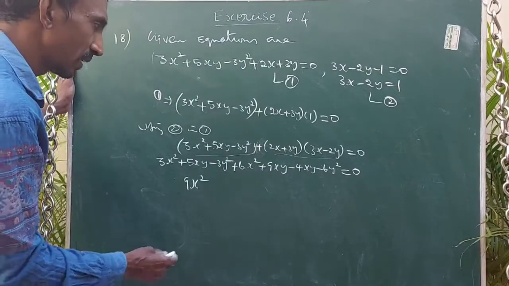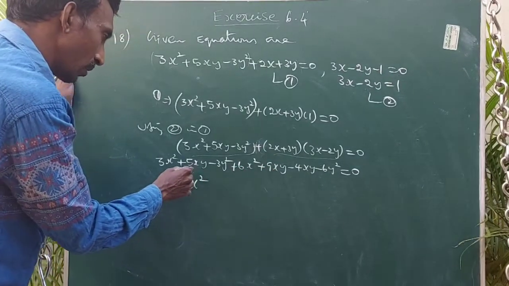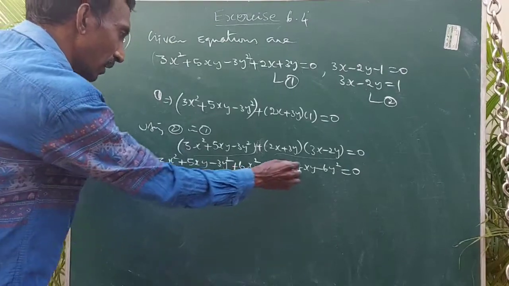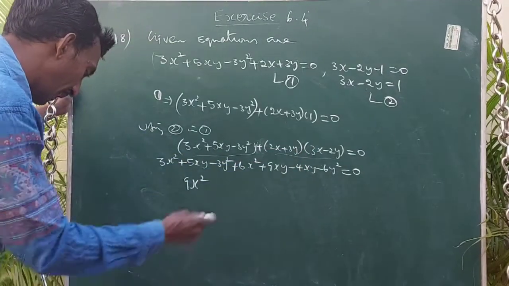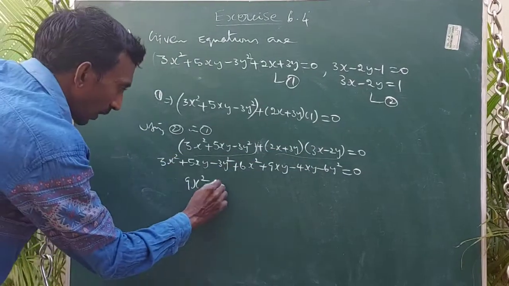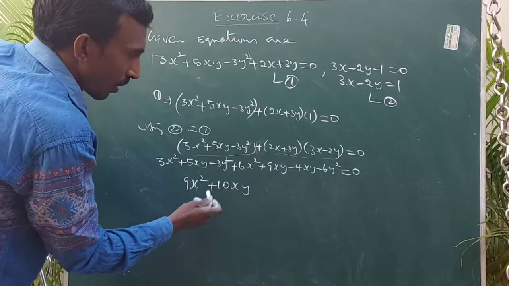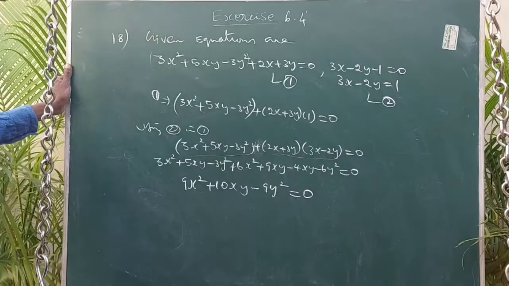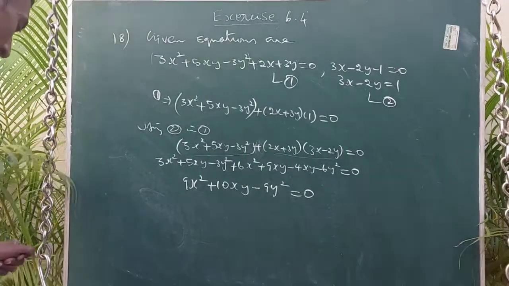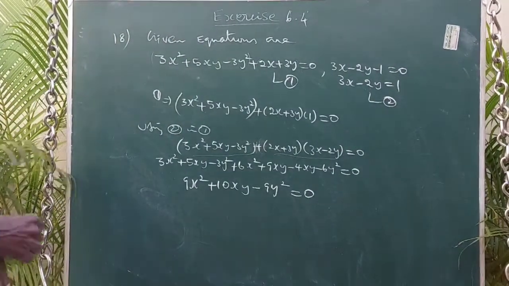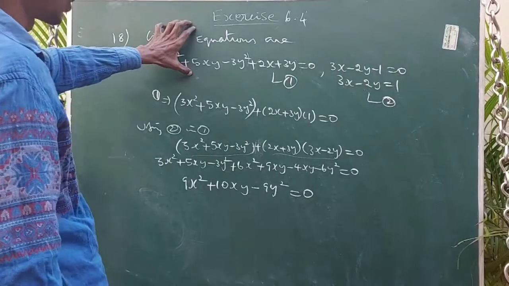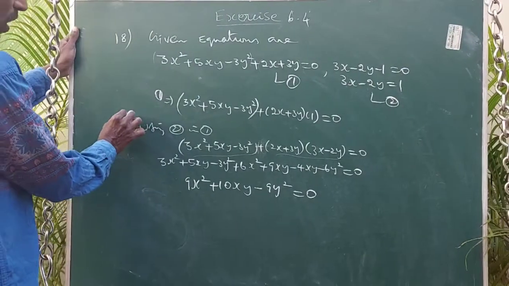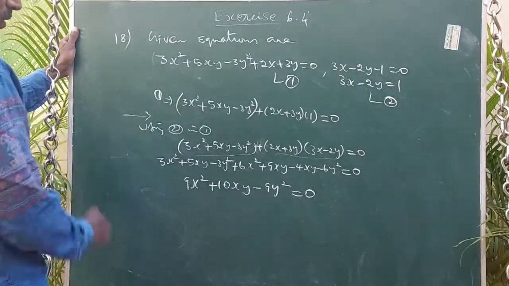So what are we getting? 9 plus 5 is 14, minus 4, we are getting 10xy, and minus 3 minus 6, minus 9y² equal to 0. So this is the equation of the straight lines passing through the origin and the points of intersection of the two curves. Here, if you want, you can write homogenization.